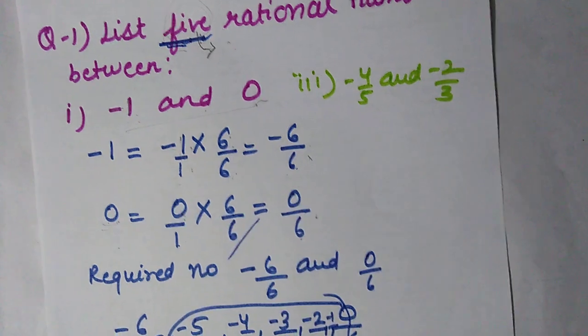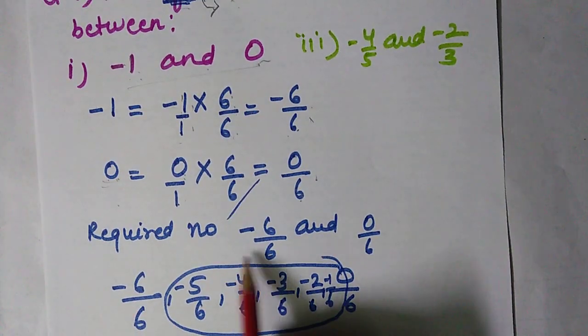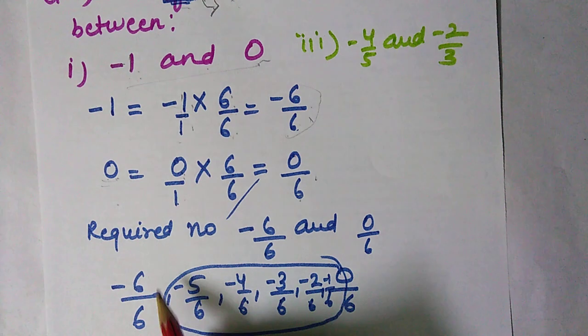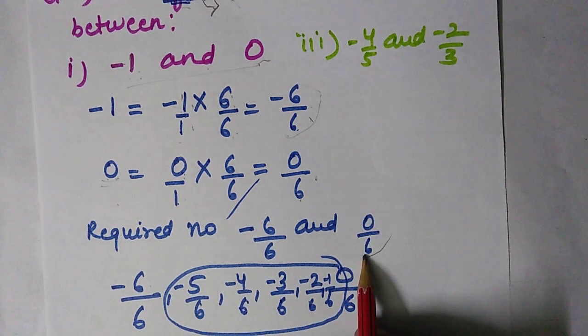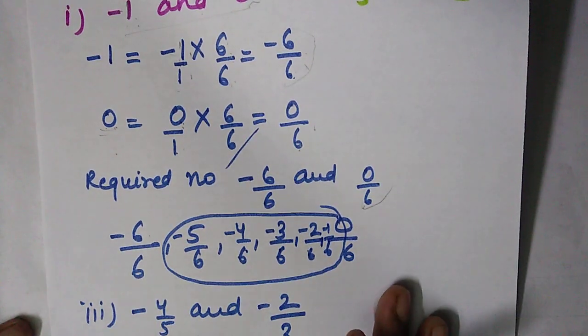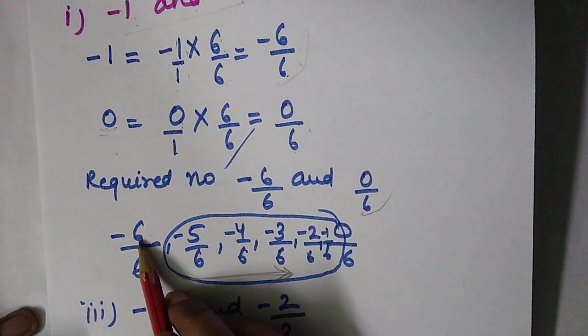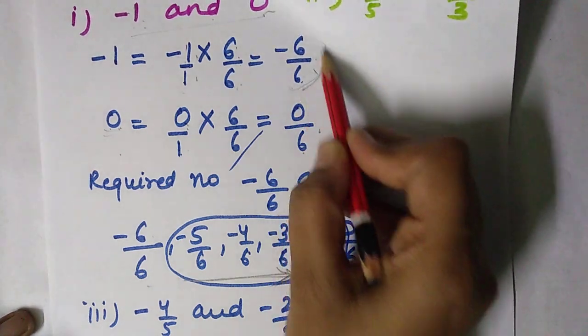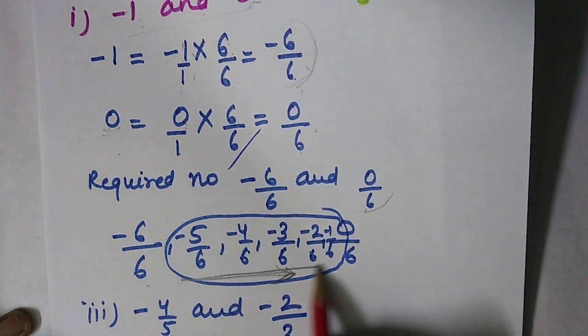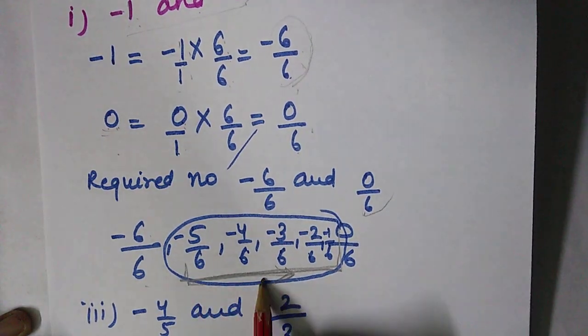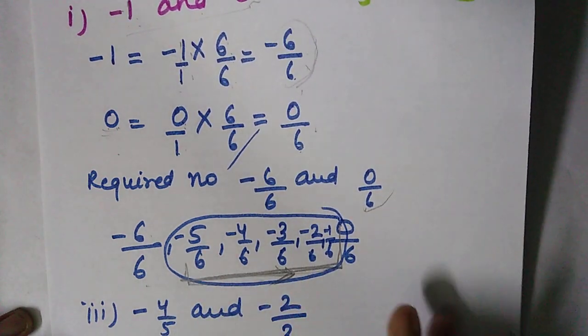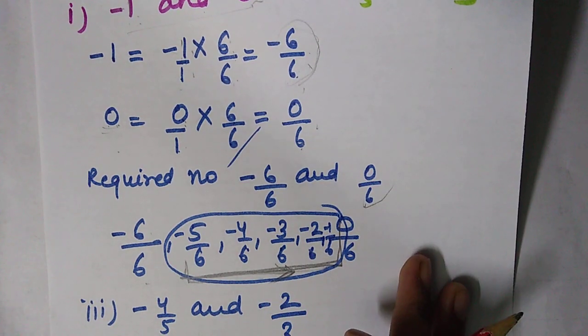Okay, so for that I have to write the sequence. I will start with minus 6 by 6 and I have to reach here. For that I have to go in increasing order. So this is minus 6 by 6. This is given and we have to write 5 in between. So these are the 5. Okay, I have just completed the sequence. So this way you have to find the rational numbers.